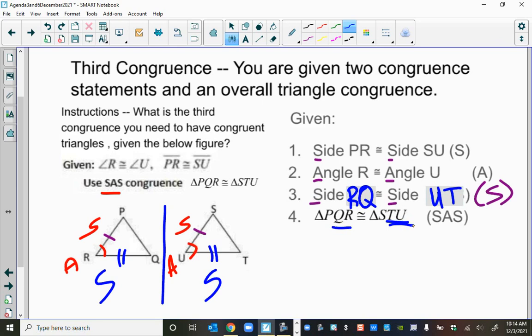So again, look at what's given, and then mark it on your triangle, and then look at what else you need to satisfy the congruence. So labeling is key. As we label, we see we need side angle side. We had a side, we had an angle, so we need another side in order to satisfy SAS. Okay, questions?